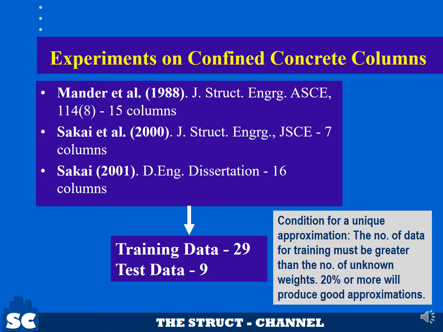In this study, experimental data from the following sources were used in deriving the ANN models. The data are grouped into training and test data. Test data are used after the weights have already been fixed and determined after training. There is a condition for a unique approximation. The number of data for training must be greater than the number of unknown weights, and 20% or more will produce good approximations.